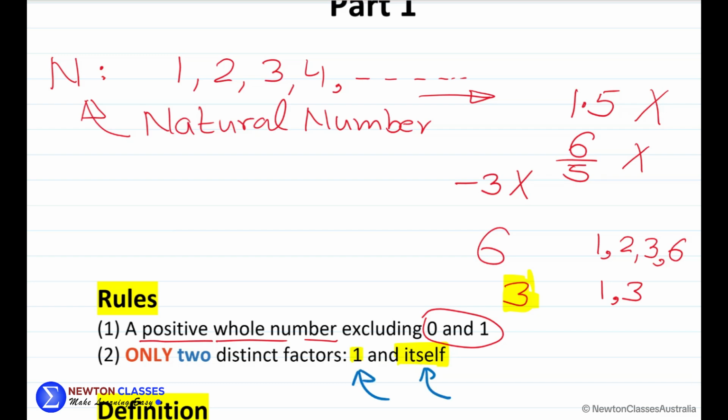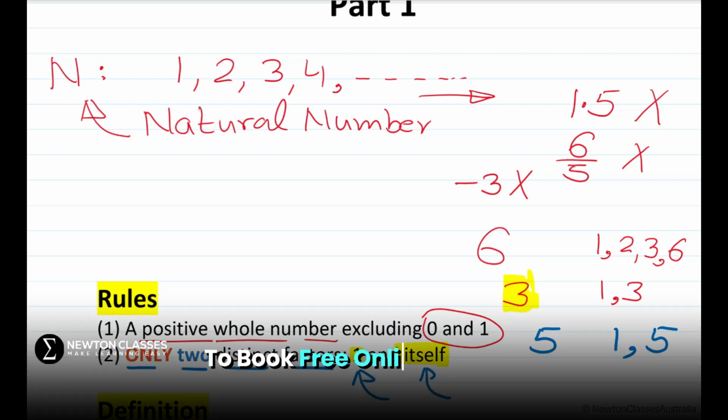For example, if I take 5, I can divide 5 by 1 and by 5 only. Therefore, 5 is a prime number. Again, I repeat, only two distinct factors. These factors are distinct, meaning they cannot be repeated factors. So numbers which have the property that they can be divided by only two factors, one and the number itself, and are positive whole numbers excluding 0 and 1, are known as prime numbers.